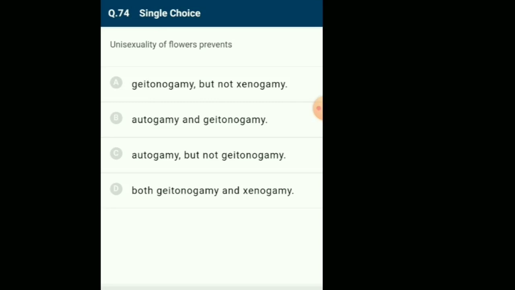Both xenogamy and geitonogamy involve transfer of pollen from anther to stigma of one flower to another flower, either of the same or genetically similar plant. Autogamy or self pollination: here, transfer of pollen from anther to stigma of the same flower occurs in bisexual flowers. So the answer is option C. Autogamy but not geitonogamy.